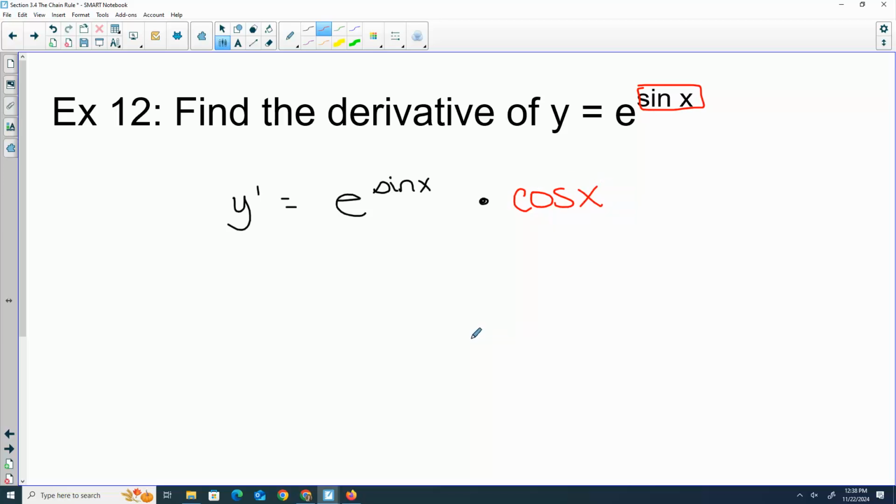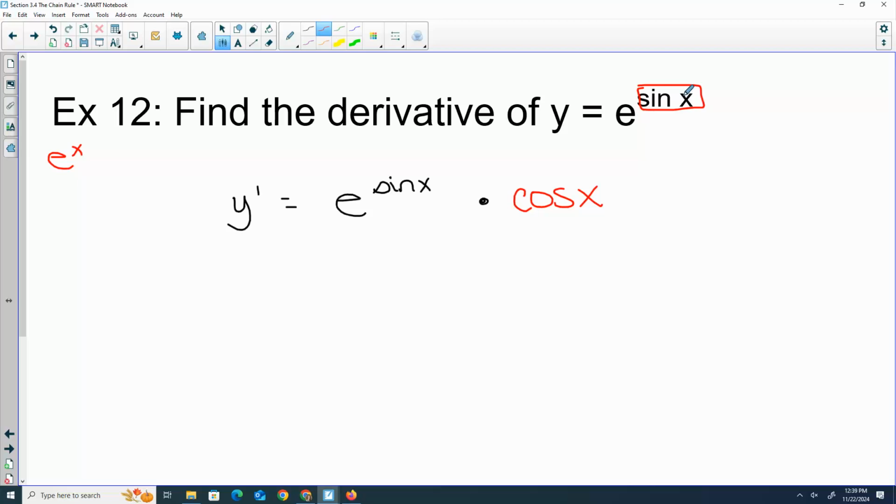Wait, why would we do that? Like, why are we multiplying? It's the chain rule. Oh, okay. It's not just e to the x power. So since it's another function in the exponent, we have to do the chain rule, the derivative of the inside.